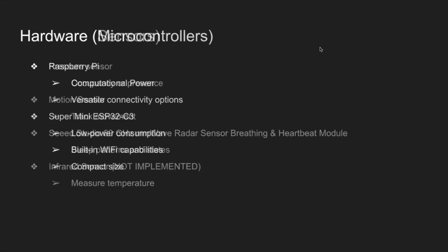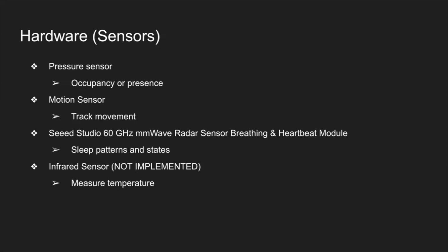smart home network. Moving on to the sensors, we have the pressure sensor, motion sensor, and seat sensor. The pressure sensor is utilized to detect user bed occupancy. The motion sensor is utilized to track user movement on the bed. The seat sensor is employed for discerning sleep patterns and states, including breathing and heartbeat detection. We initially contemplated using an infrared sensor to measure user temperature, but decided against it due to time constraint. With that, I shall now pass my time on to Chengan.